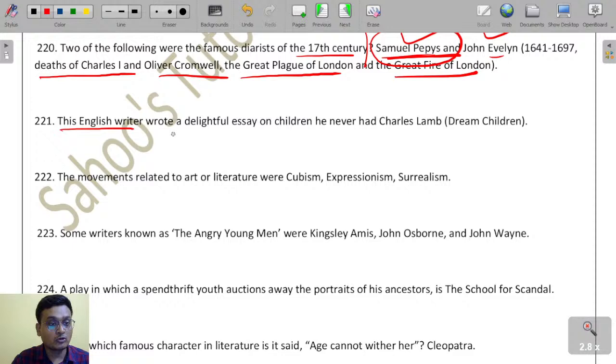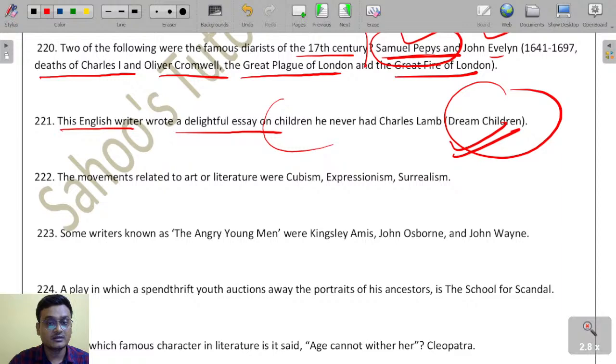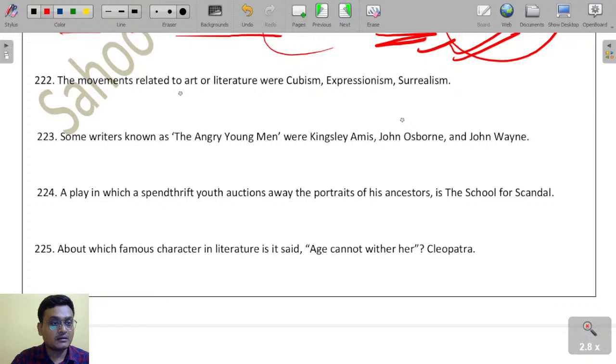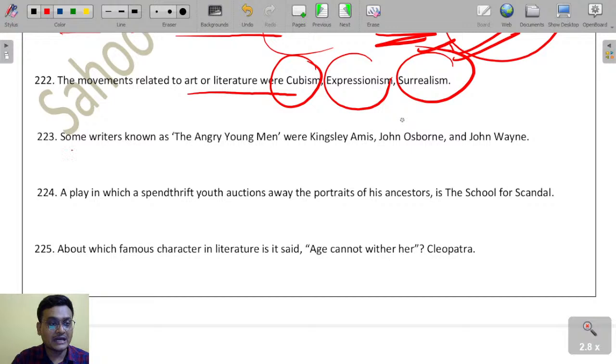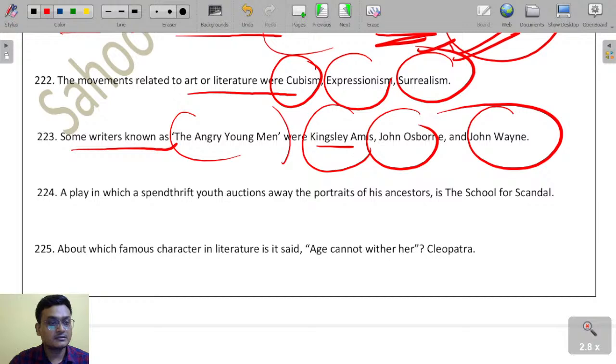The English writer who wrote a delightful essay on children, though he never had any, that is Dream Children, A Reverie, okay, by Charles Lamb. Okay, the movements related to art or literature were Cubism, Expressionism, Surrealism. Some writers known as the angry young men were Kingsley Amis, John Osborne, John Wain. They are the angry young men of the 1950s.